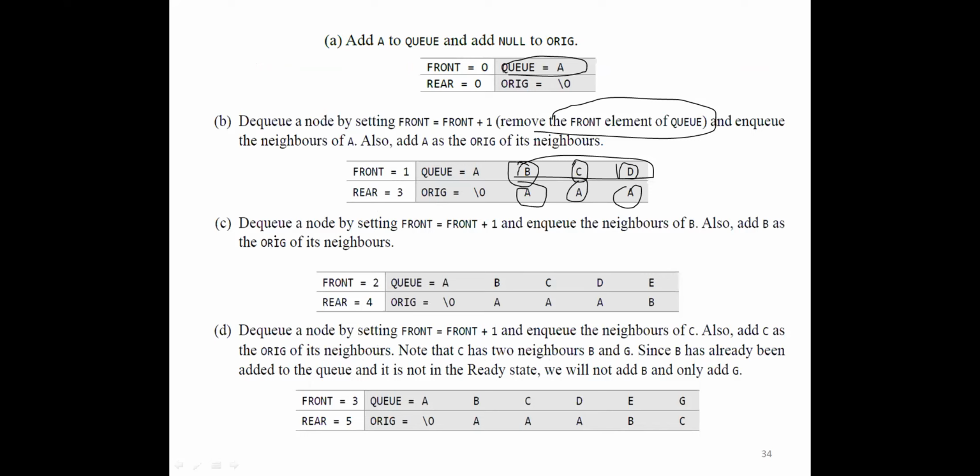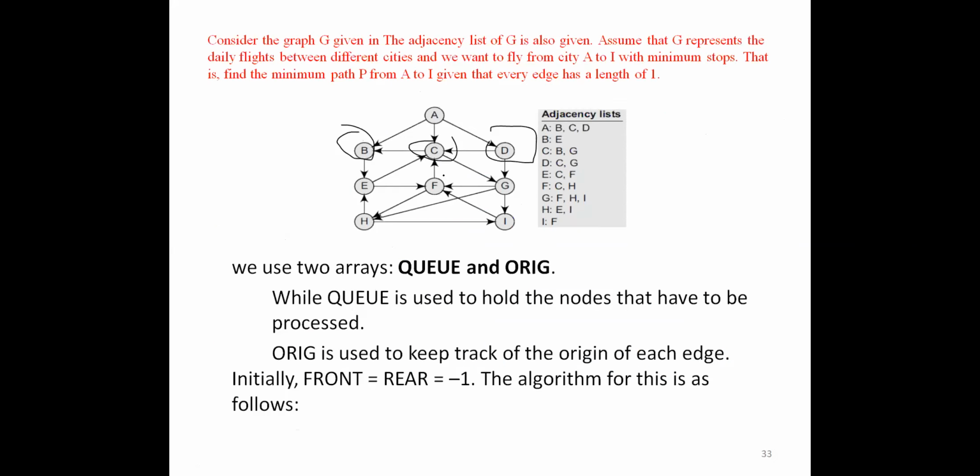Okay. Next, dequeue a node by setting front equal to front plus 1 and enqueue the neighbors of B. What is the meaning? Actually, what is according to BFS? Once I visited A and explored all the neighbor nodes of A, I will take the first neighbor and start exploring the neighbors of B. So who are all the neighbors of B? Only one neighbor, right? E. Only E it is having.